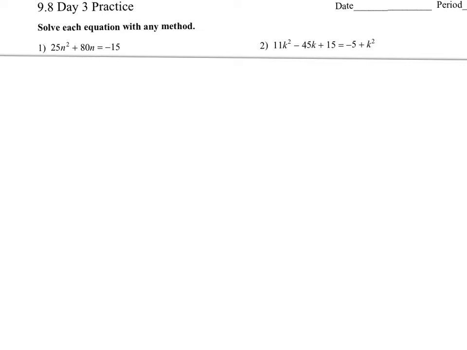All right, let's start off on number 2 here. So we got some quadratics, so we want to get one side to 0. So I'm going to move everything to the left here because I like my squared to be positive. So I'm going to add 5 and subtract k squared from each side. So that'll 0 out my right side, and then my left side will be 10k squared minus 45k plus 20 if I just combine like terms.